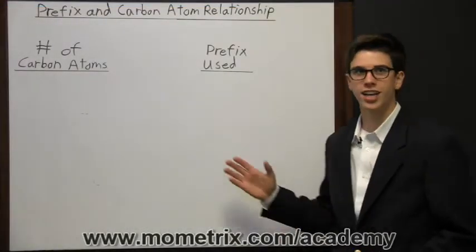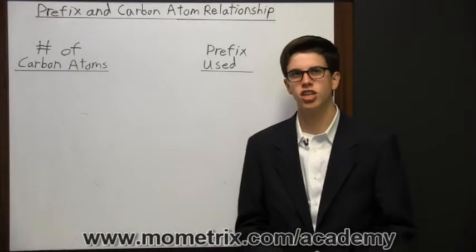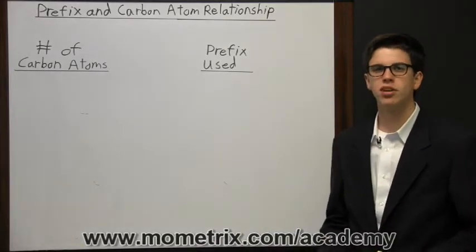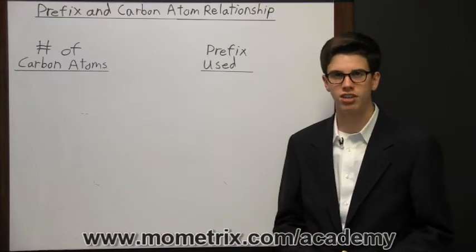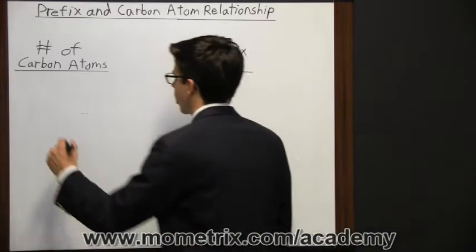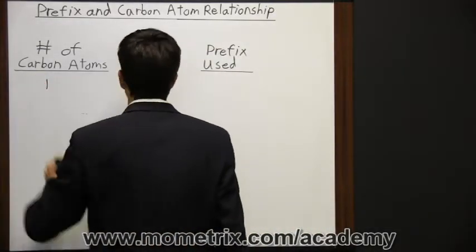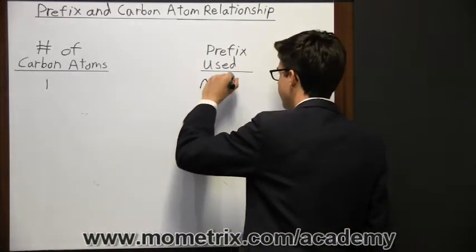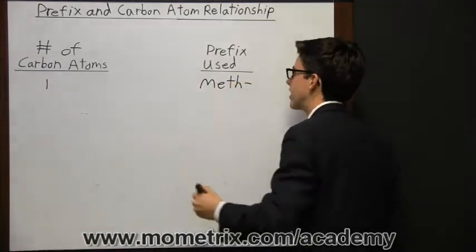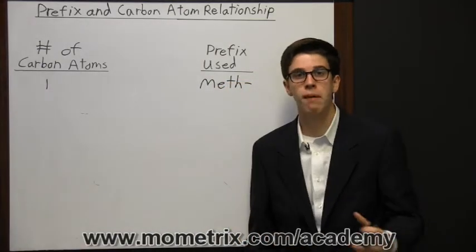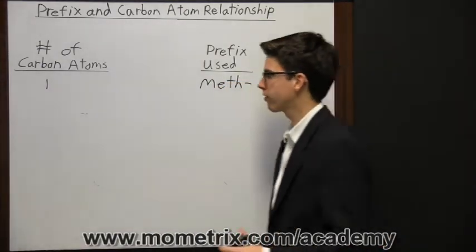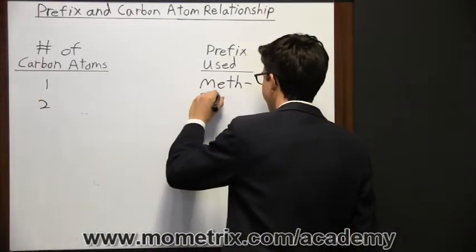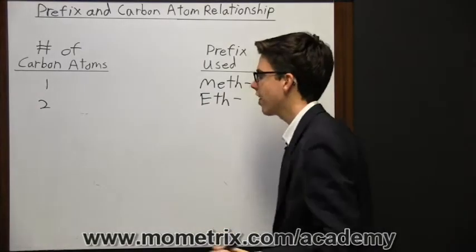So I'm about to create a table right here, which is going to show the prefixes that are used for the number of carbon atoms that are present in hydrocarbon chains. So I'm going to start out with the number of carbon atoms on this side. So for the first one, it's going to be 1. And so the prefix we use to represent that is METH, meth, as in methane or methene or methine. Now we go to the number of carbon atoms being 2, and the prefix is eth, ETH, like in ethane.